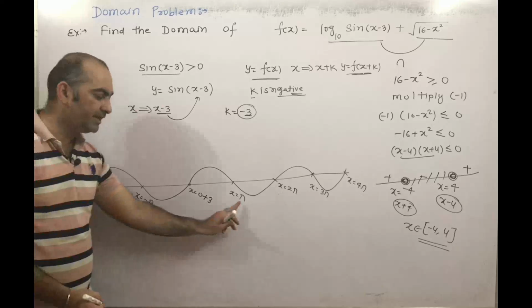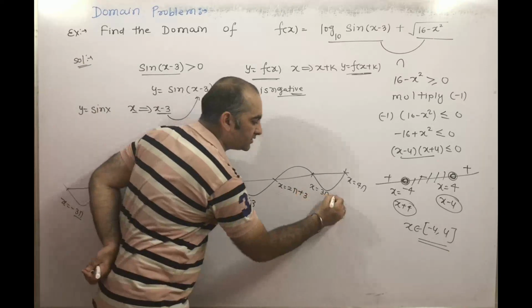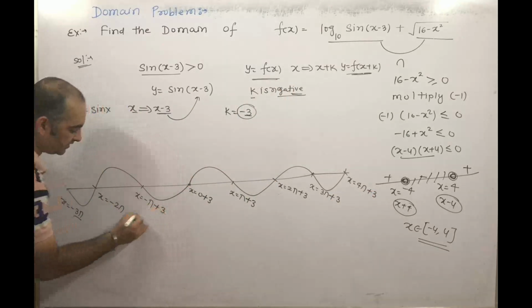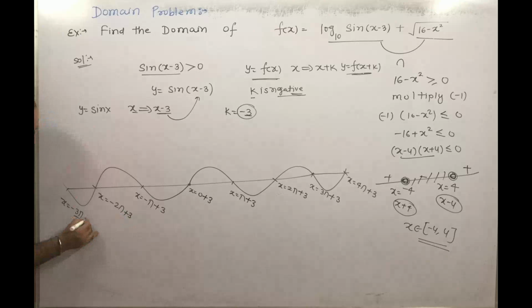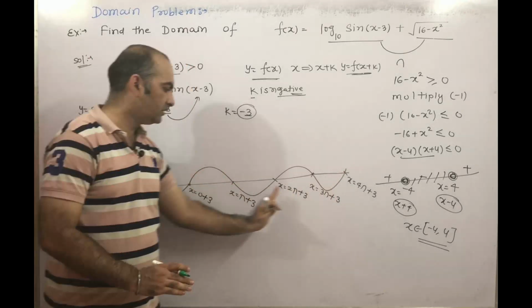So x equal to pi will become pi plus 3, this will become 2 pi plus 3, this is 3 pi plus 3, 4 pi plus 3. On this side, minus pi plus 3, minus 2 pi plus 3, minus 3 pi plus 3. So the entire x-axis we have to shift 3 units to the right-hand side. Like that it will come.